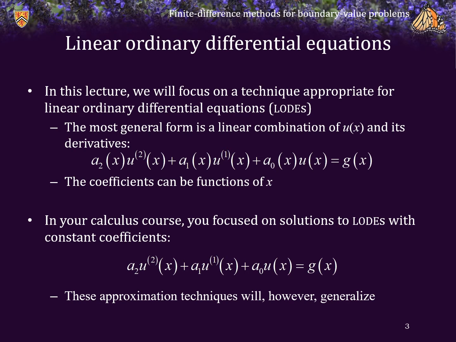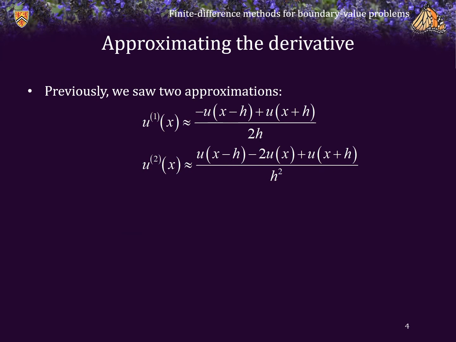However, the approximation techniques we will see here will generalize to allow us to solve, or correctly, approximate solutions to, much more general second-order linear ODEs. Now, this linear ODE, which is second order, has both a derivative and a second derivative. And you will recall previously we saw two divided difference approximations of these derivatives, both of which incidentally are order h squared. Now I'm going to write the derivative as negative u at x minus h plus u at x plus h, while the second derivative is approximated by the combination u at x minus h minus twice u at x plus u at x plus h. Again, over the appropriate denominator.